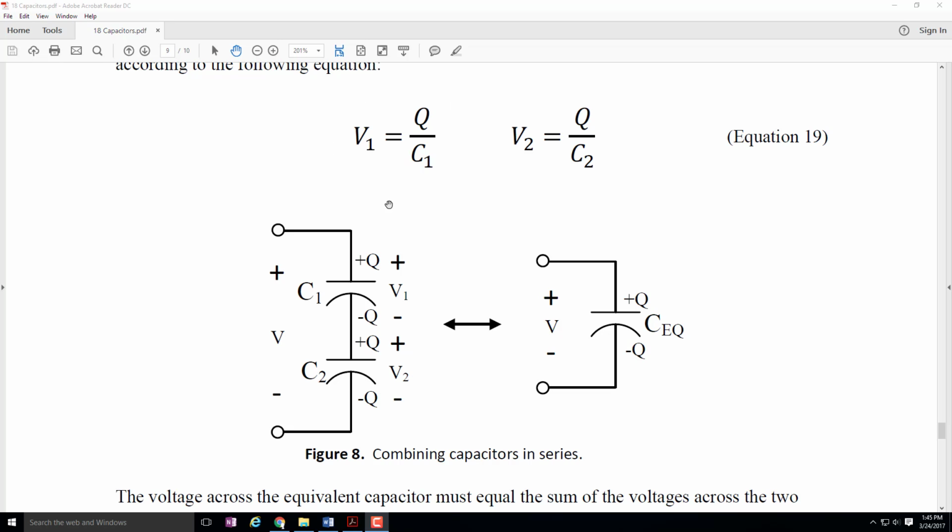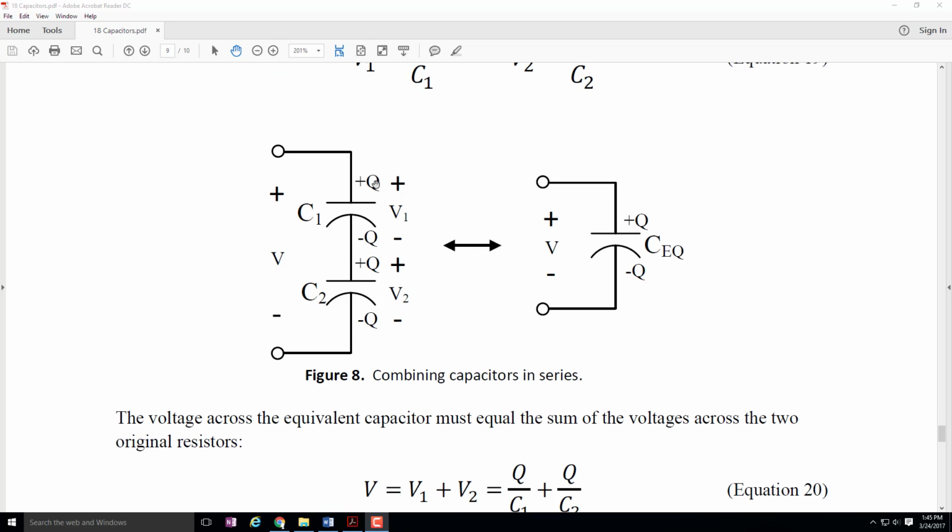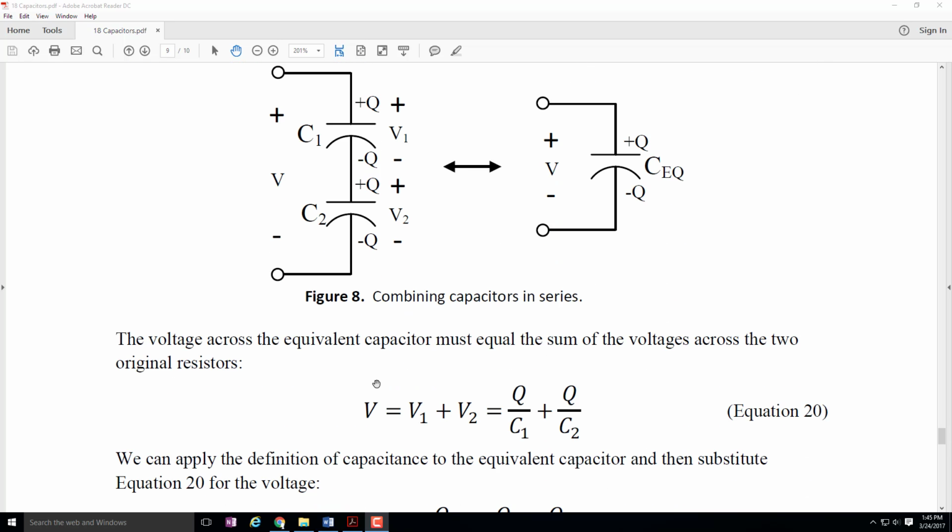So we have an equation here for V1 and an equation here for V2. Given the amount of charge that is the same on both capacitors, and given that the capacitances could be different, the voltages can also be different. So we know that the total voltage across the equivalent capacitor has to just be the sum of the two voltages across the original two.